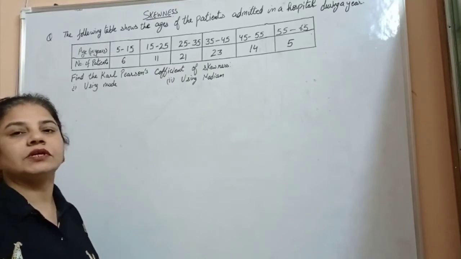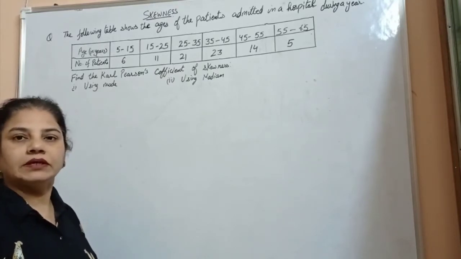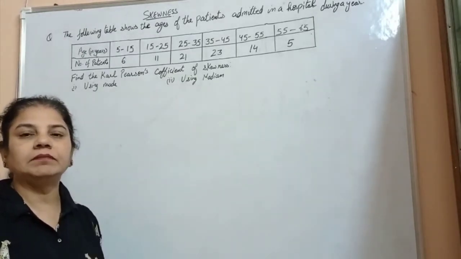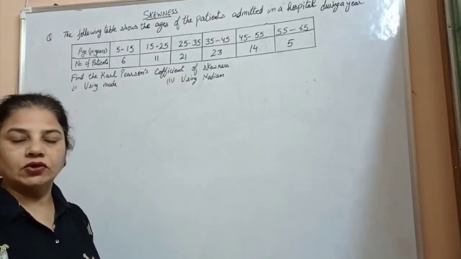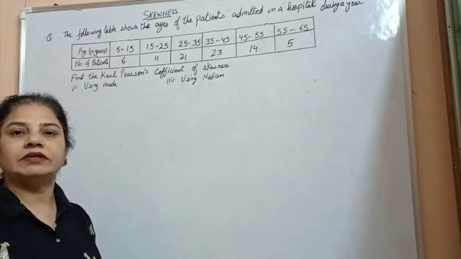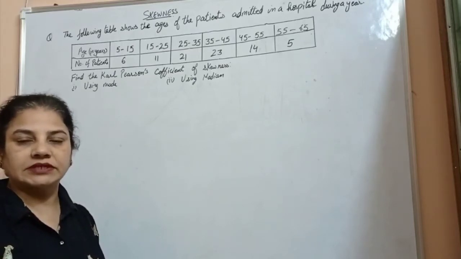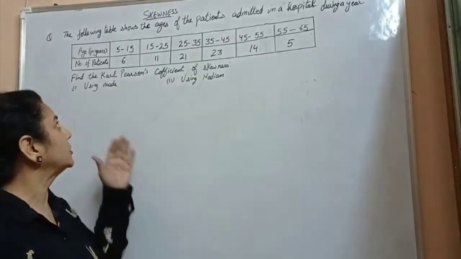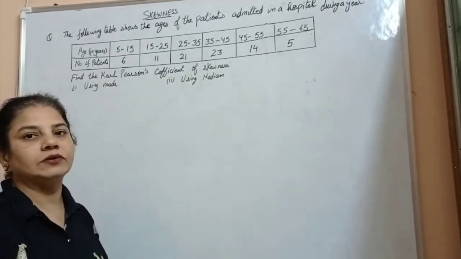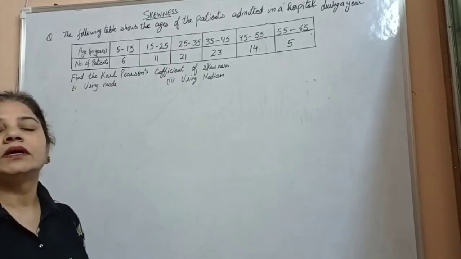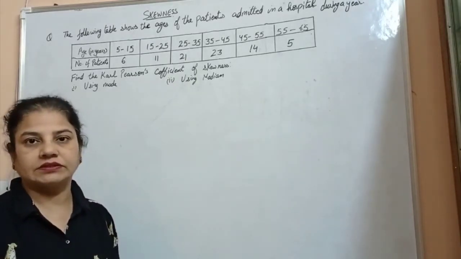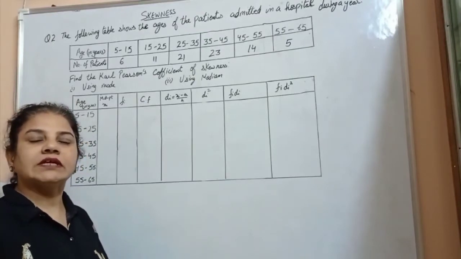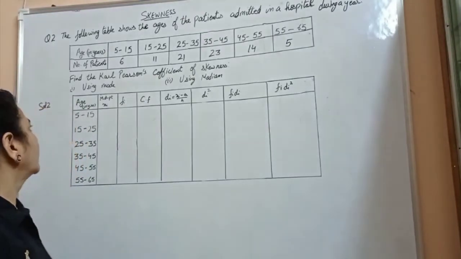To solve this question, first of all we construct a table where we will find the mean, median and mode, finding the cumulative frequency, the mean with the shortcut step deviation method, and then we calculate the median. After that we proceed to calculate Pearson's coefficient of skewness using mode and using median. The table has been formed. Now we will start entering the required data.